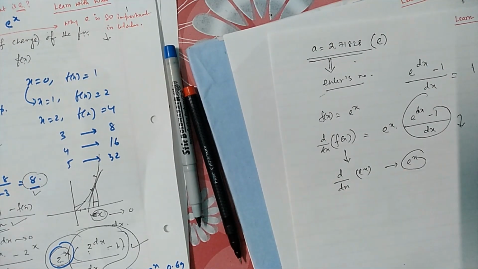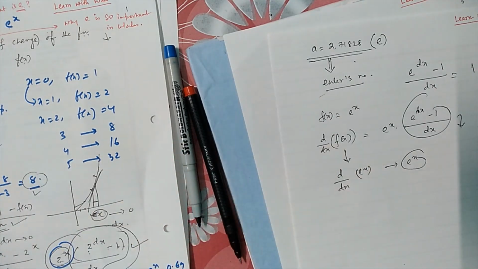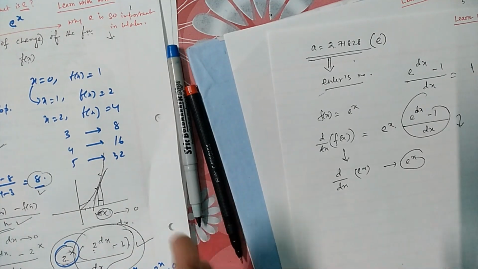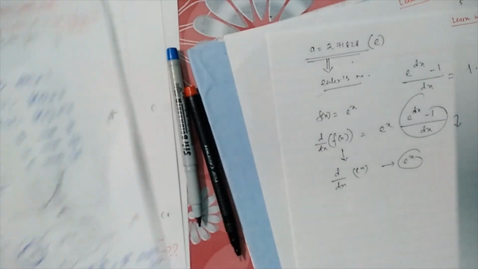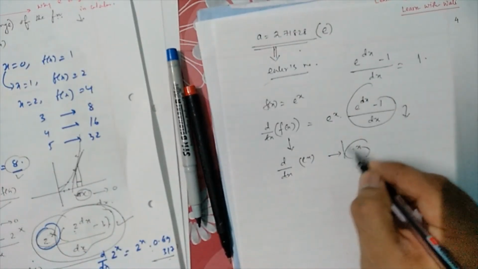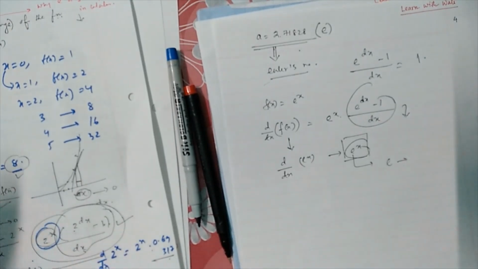That means the rate of change of e to the power x is e to the power x itself, but not in the case of others. For 2 to the power x, the rate is itself into 0.6913. For 3 to the power x, the rate of change was 3 to the power x into 1.098. Okay. So that's why e is so important.